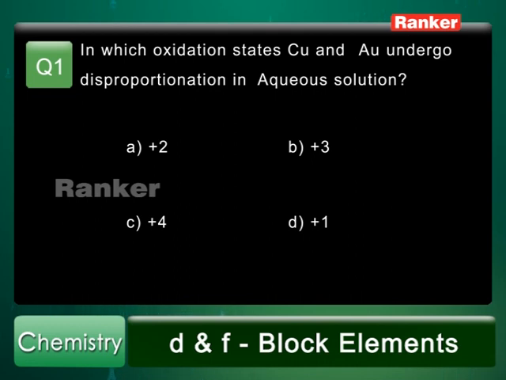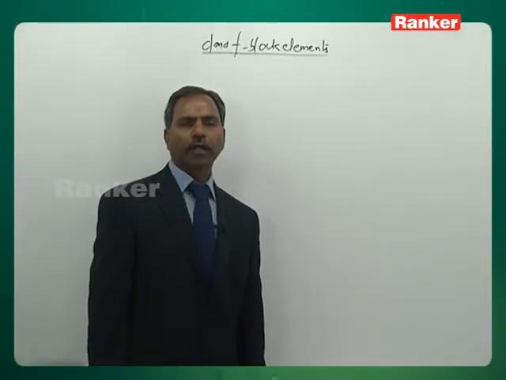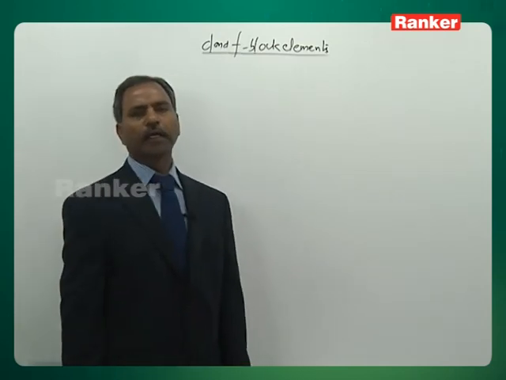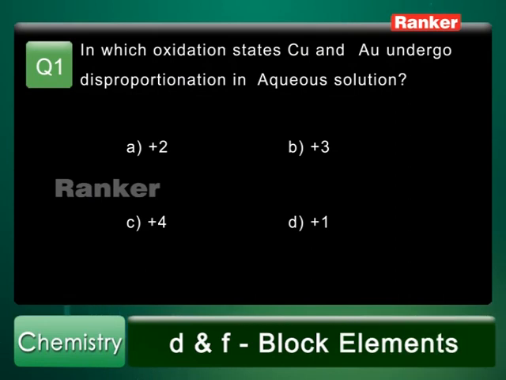Coming to the first option, copper plus 2 and gold plus 2 are not undergoing any disproportionation reaction in aqueous solution. Plus 3 does not exist for copper and gold. Plus 4 is also not stable, it doesn't exist at all. But coming to plus 1, copper and gold don't exist in aqueous solution; they undergo disproportionation.